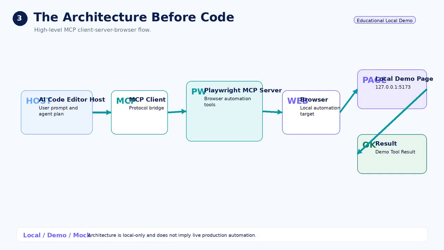With the roadmap for the tutorial in mind, the next piece is the architecture before code. The AI code editor host is where the agent runs. The MCP client connects the host to external tool servers. Playwright MCP is the tool server for browser control. The browser becomes the environment the agent can inspect and act on. The local demo app gives the browser something safe to automate. Every useful action flows through this chain: agent, MCP, browser, page, result.